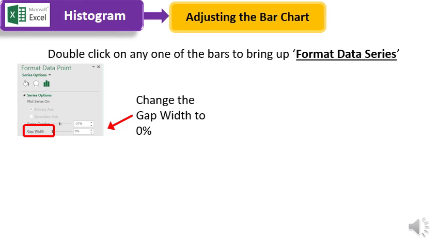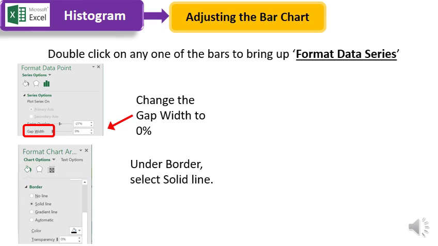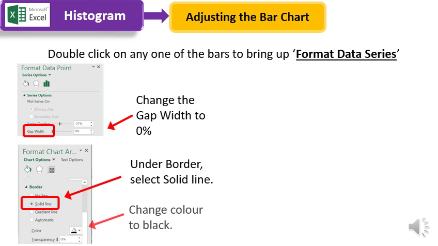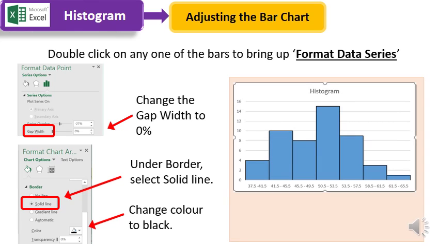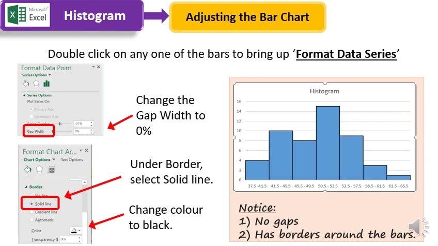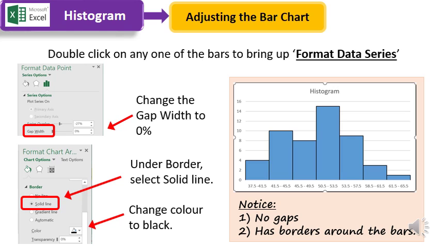The bars automatically, in my standard version of Excel, come up blue, but the borders do as well, so you can't easily distinguish between the bars. So what I need to do then is, under the border section, choose solid line and change that solid line to black. You can change it to any color, but black is nice. The resulting graph will look like that. So we can see that there are no gaps between the bars, and the bars have borders, so you can actually see the bars very clearly.